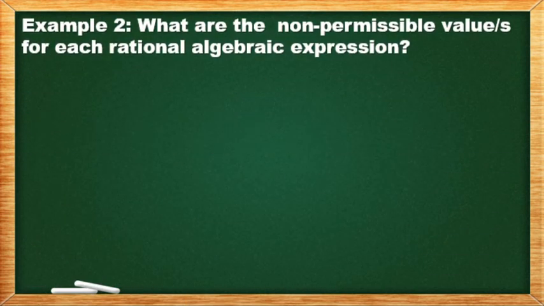Example number 2. What are the non-permissible values for each rational algebraic expression? So, example natin. Number 1.